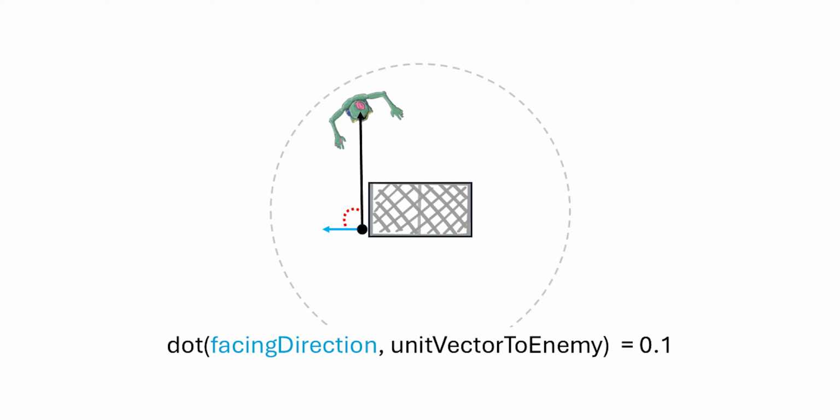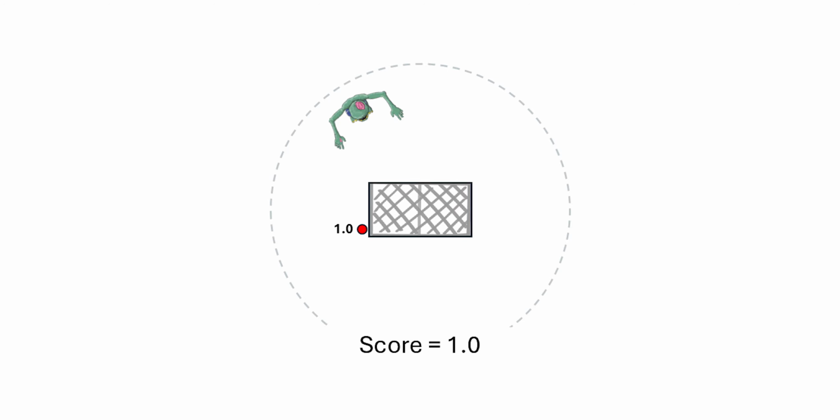A point of cover has a facing vector. This always points away from the obstacle. Getting the dot product between this and the vector to the enemy gives us a value of around 0.1. This is greater than minus 0.1, so this point of cover is visible, so it gets a score of 1. Minus 0.1 is a field of view value that you can tweak, but we found this to be about right.